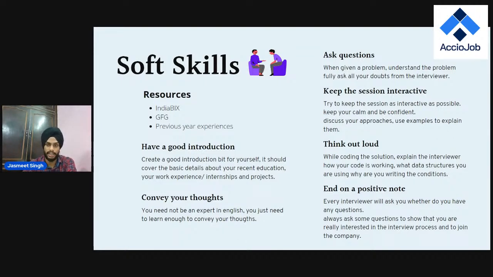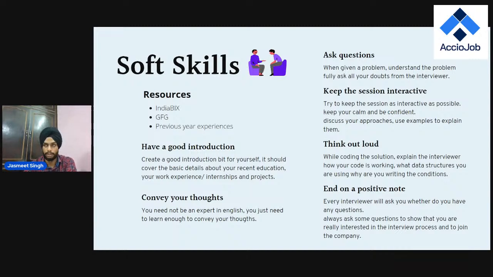Next is keeping the session as interactive as possible, right? You should always try to keep the session interactive, because interactive sessions show that you are confident with your knowledge, you know the concepts, and you are trying to build the solution. For example, as I said, you are given a problem like find the middle element of a linked list. You ask your doubts. Now you are building an approach. You should always try and build an approach and discuss your approach with examples.